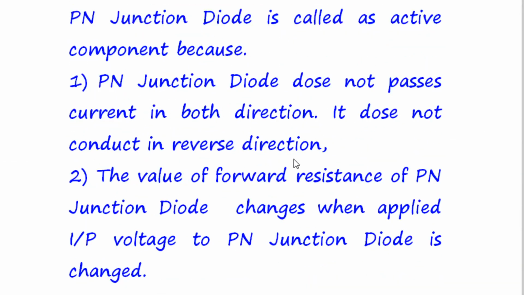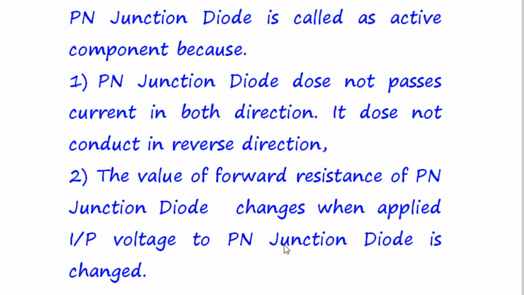Reason number one, reason number two. Why is a PN junction diode called an active component? Reason number one: the diode does not pass current in both directions. It does not conduct in reverse direction. Number two: the value of forward resistance of the PN junction diode changes when the applied input voltage to the PN junction diode is changed.